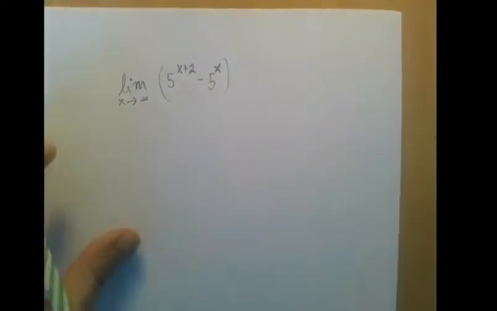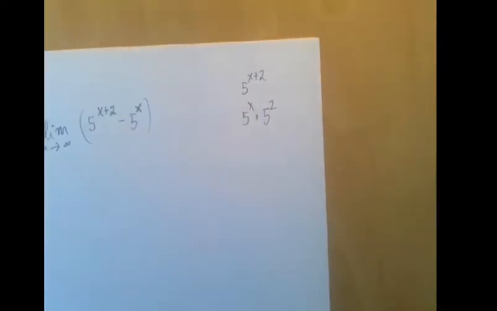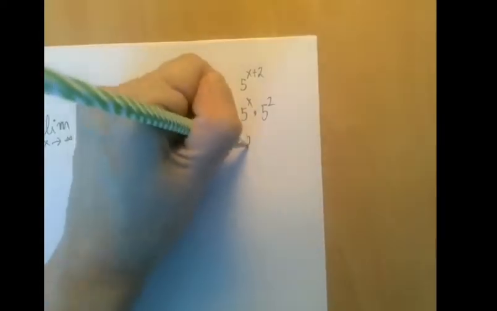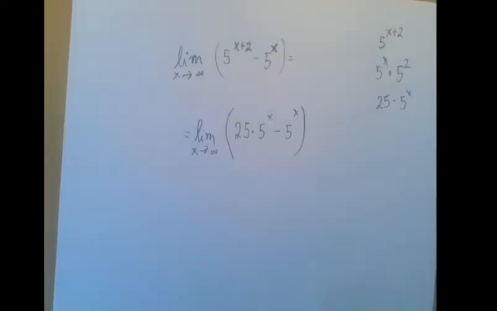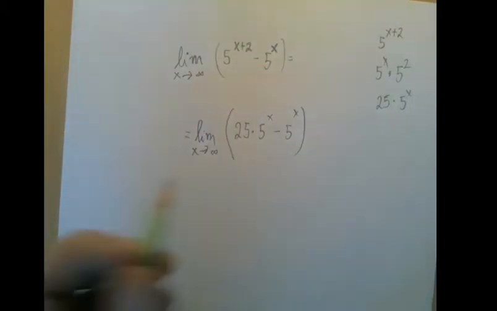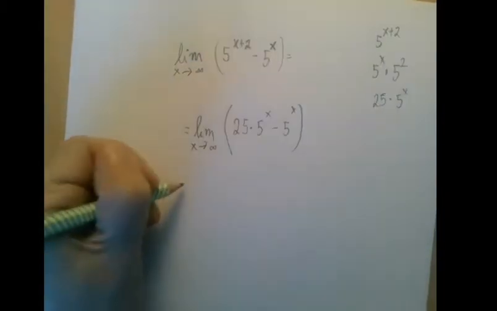And this one is quite easy, because what's going on, if you recall, 5 to the power of x plus 2 is the same as 5 to the x times 5 to the 2 by the very first rule of exponents, and so it's 25 times 5 to the x. And now this is 25 of them minus 1 of them. That's how many times we have 5 to the x power. So 25 minus 1, that's 24.